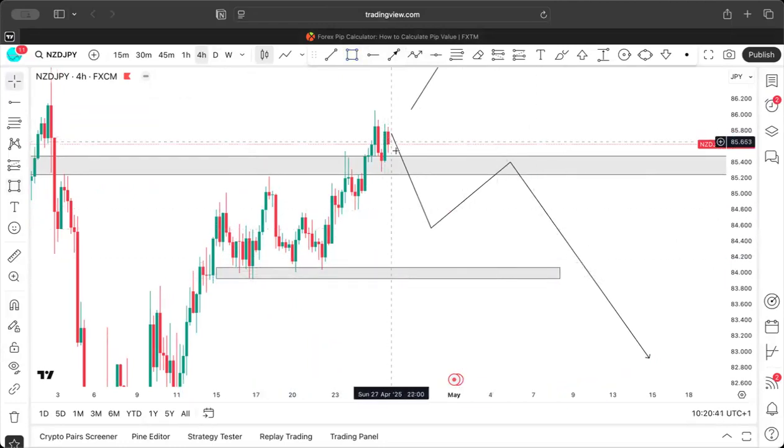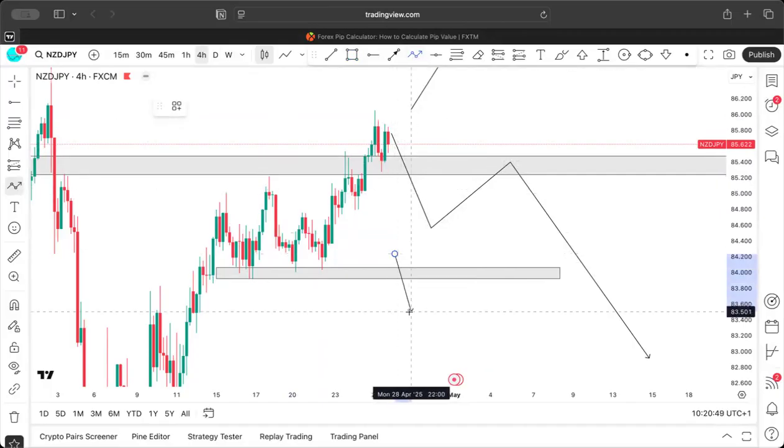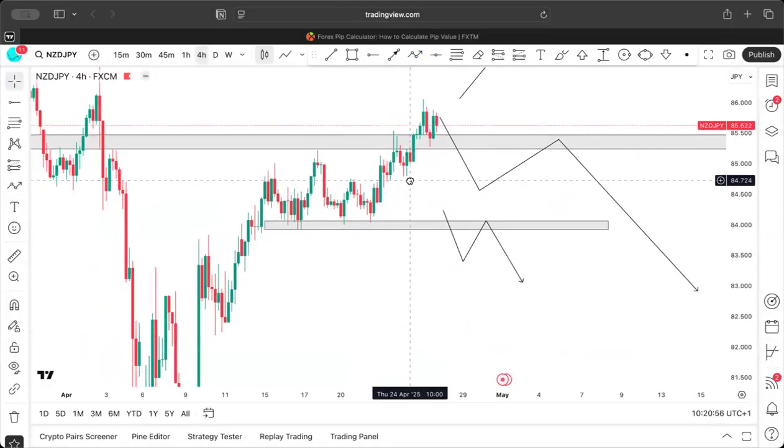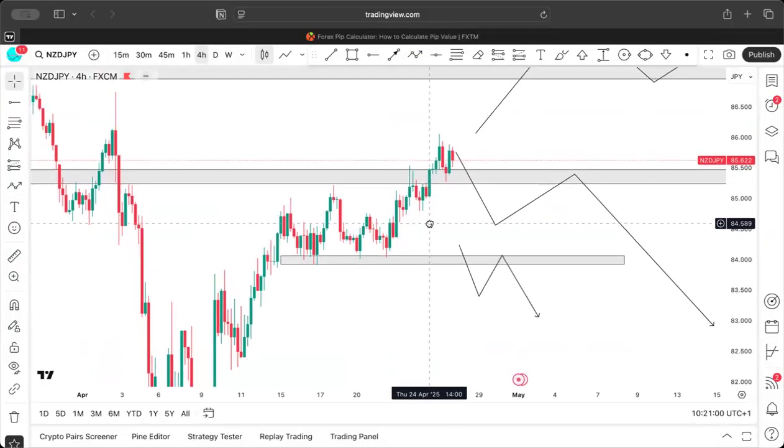So, like I said, what I want to wait for is for the market to break back below into this level. You're testing it to continue to the downside. So if you miss this one, you want to wait for this retest to continue to the downside on the 4-hour time frame.